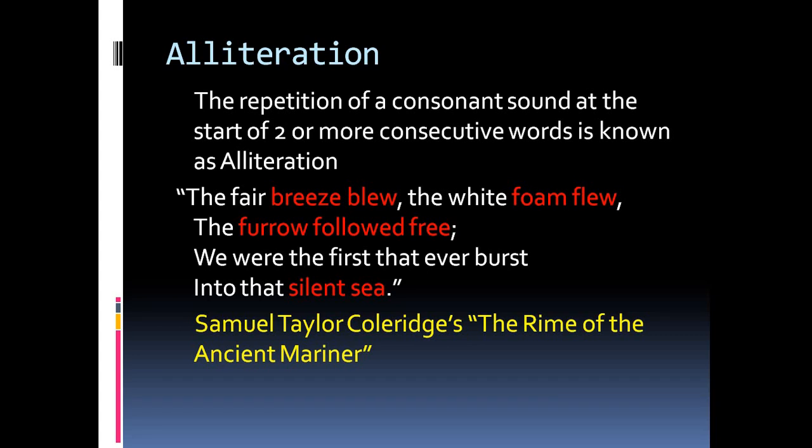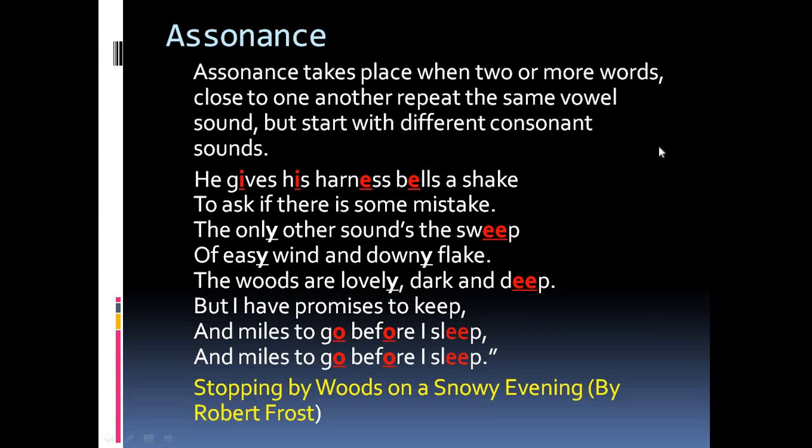Okay, so now let's move on to the second one, assonance. Assonance takes place when two or more words close to one another repeat the same vowel sound but start with different consonant sounds. Let's give it a look again. Assonance takes place when two or more words close to one another repeat the same vowel sound but start with different consonant sounds.